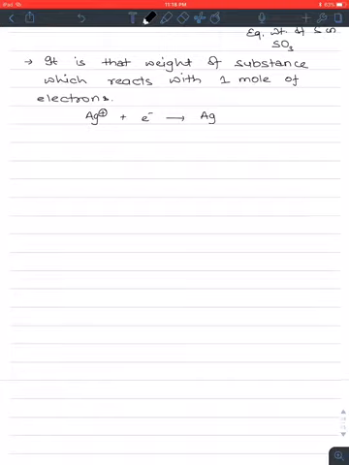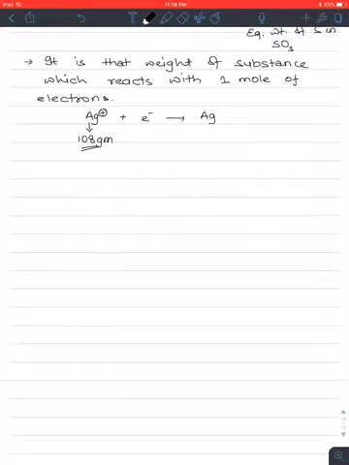So what weight of sulfur is reacting with 1 mole of electron? So, now for silver, what weight of silver will react with 1 mole of electron? From stoichiometry we can say that 1 mole of electron will combine with 1 mole of silver, and the weight of 1 mole of silver is 108 gram. So this 108 gram is the equivalent weight of silver.